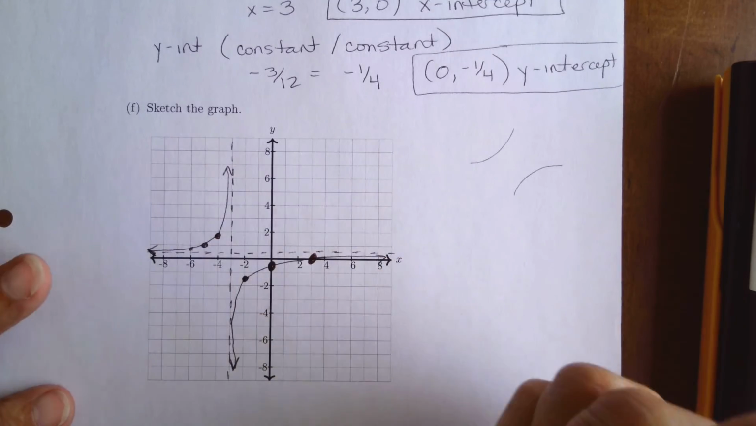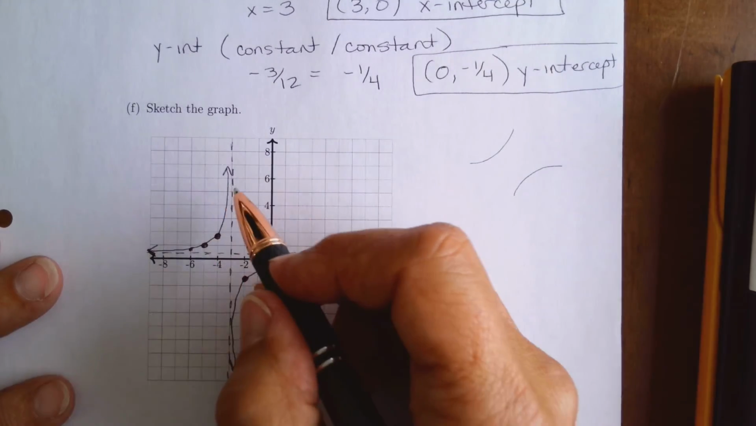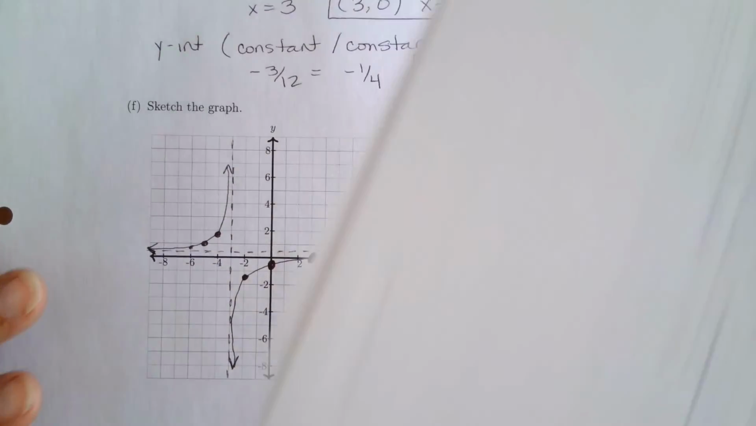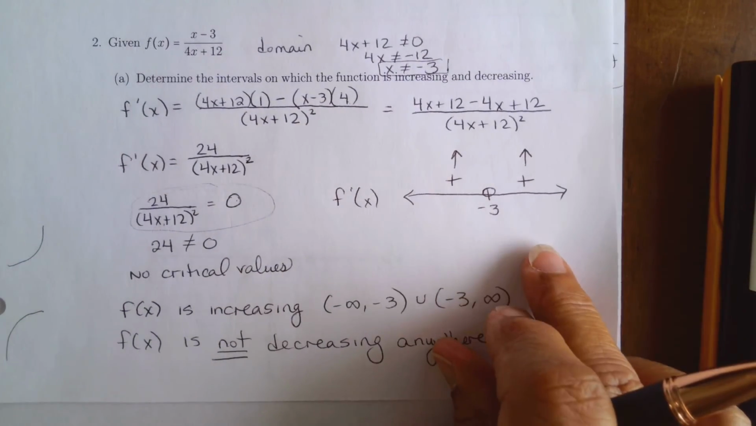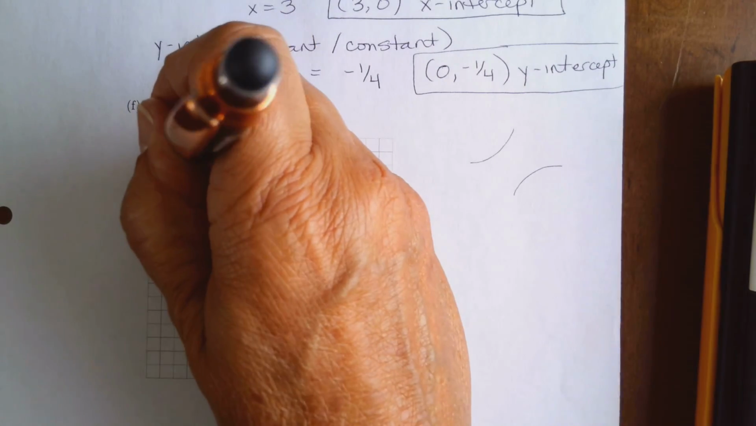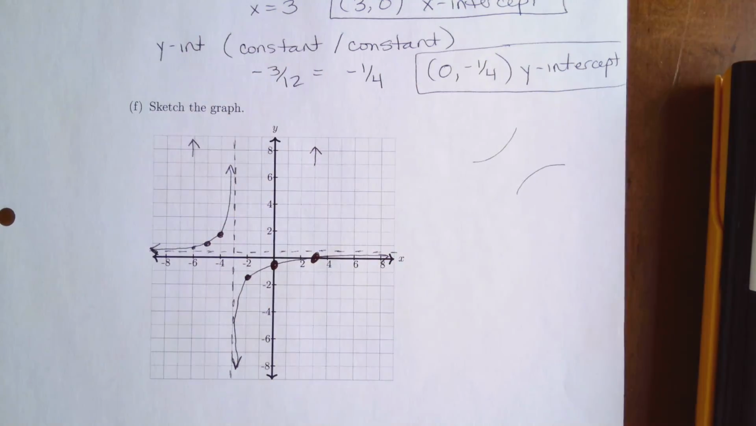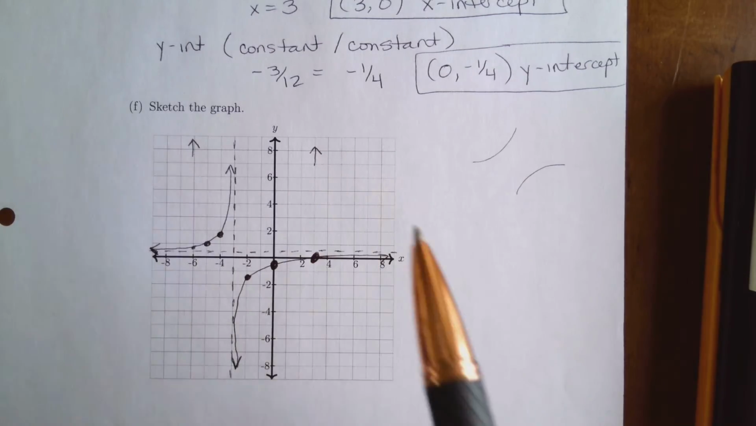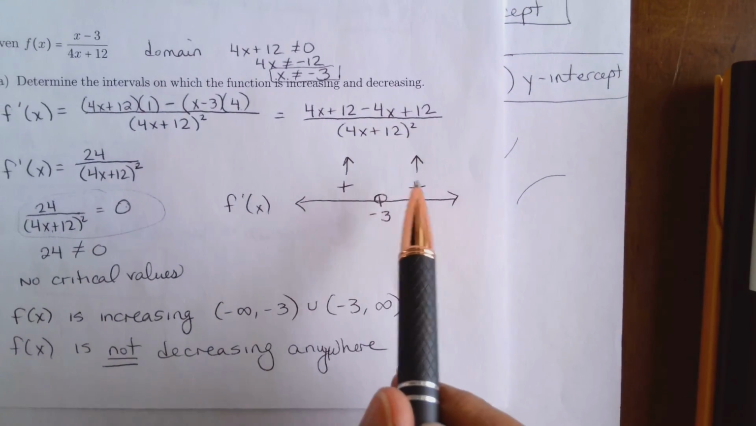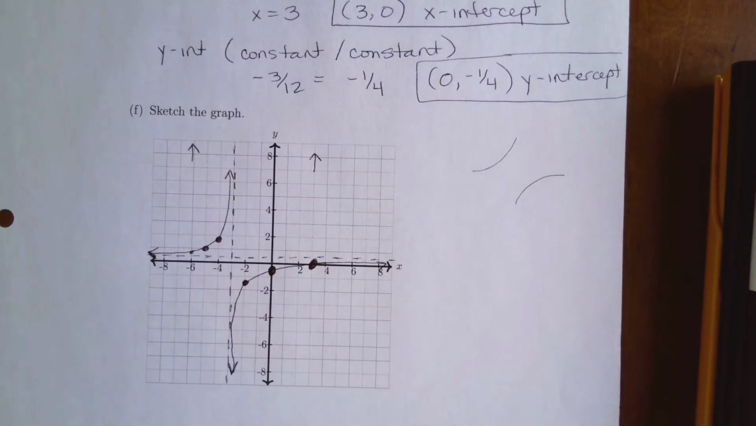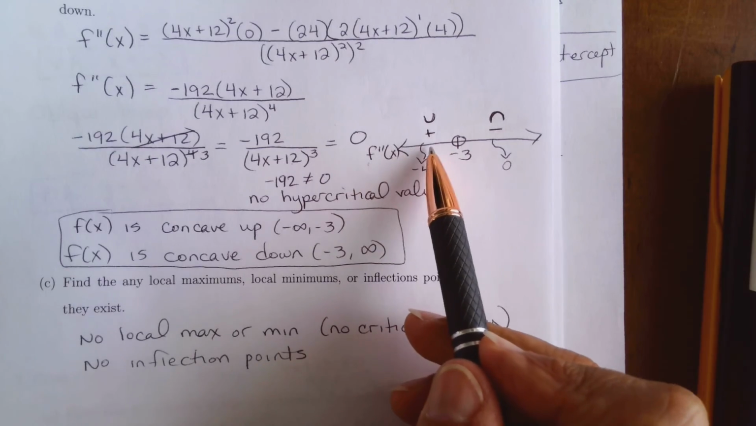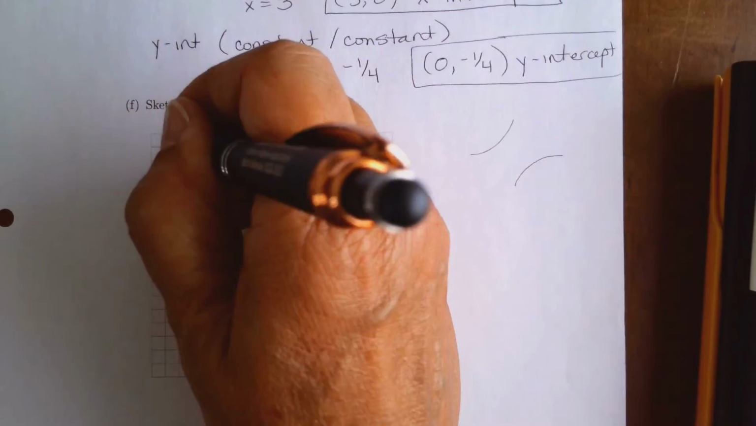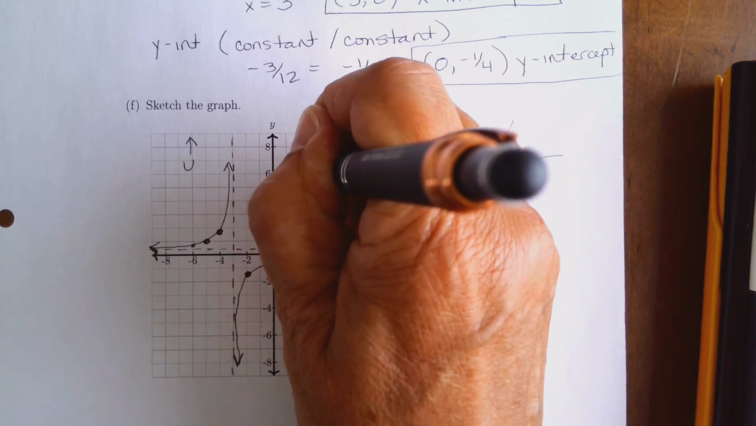Now, I didn't really need the concavity, but let's kind of talk about that. On the left side of negative 3, let's do the increasing and decreasing. Remember, the whole graph was increasing, right? So on both sides of this, we were increasing. Okay. Then for concavity, the left side was concave up, the right, looking at the wrong page today. Sorry about that. So on our graph, the left side was concave up, the right side was concave down. So this should be that way, and this should be that way.